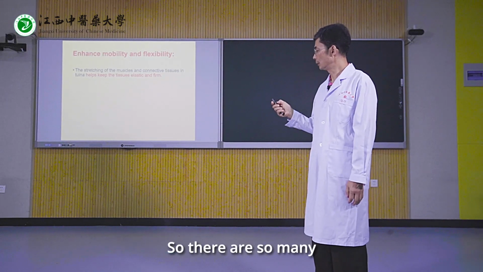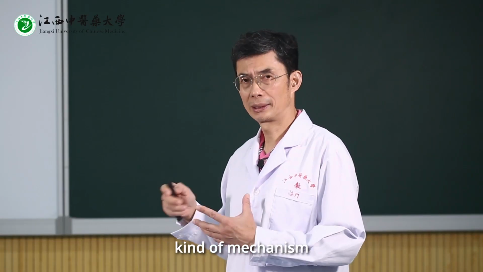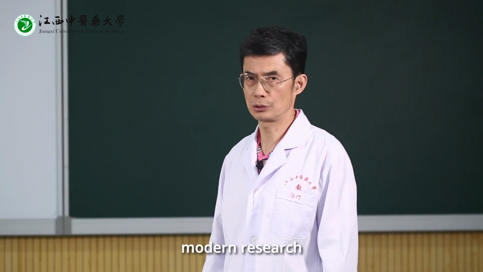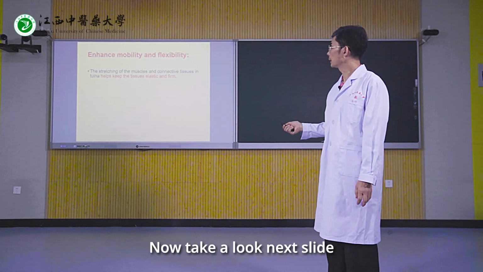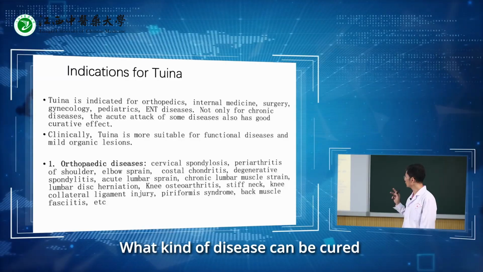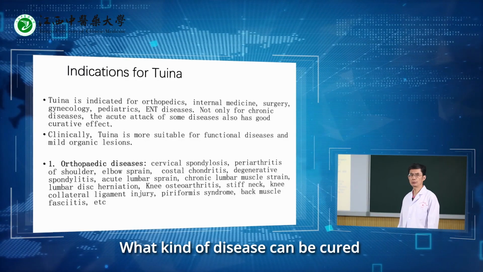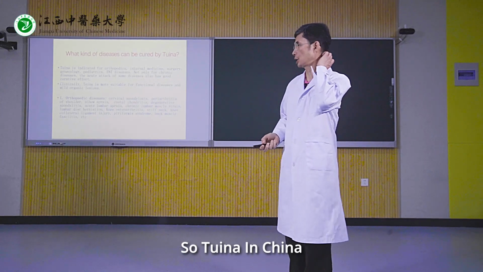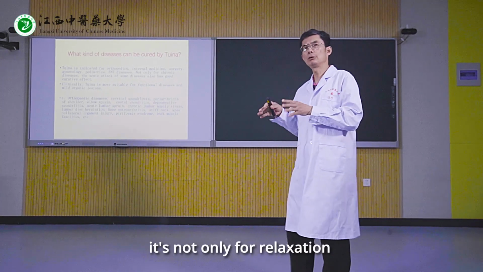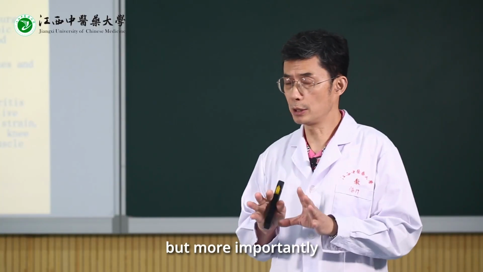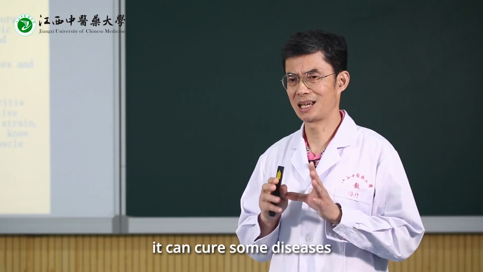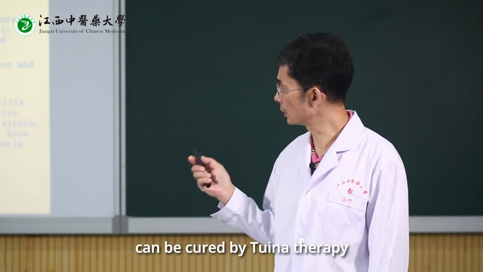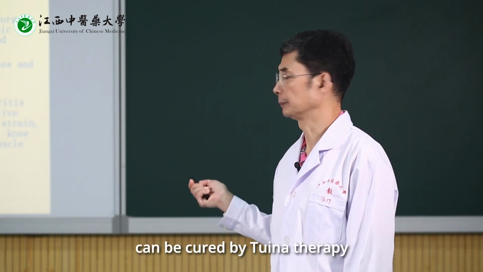So there are so many mechanisms explained by modern science, modern research. Now take a look at the next slide. What kind of diseases can be cured by tuna? Tuna in China is not only for relaxation, but more importantly, it can cure some diseases. There are so many kinds of diseases that can be cured by tuna therapy.